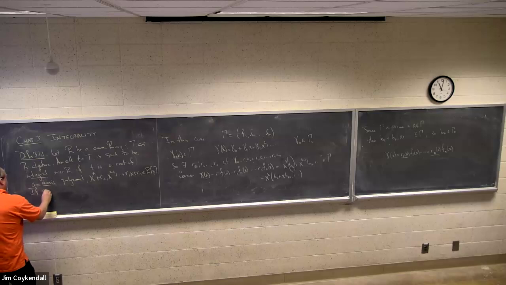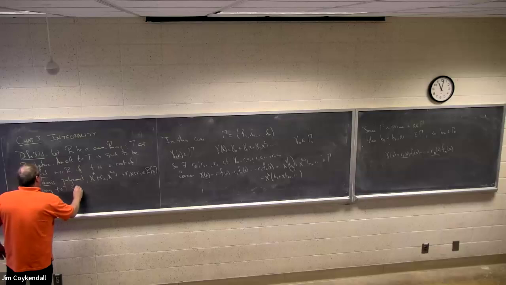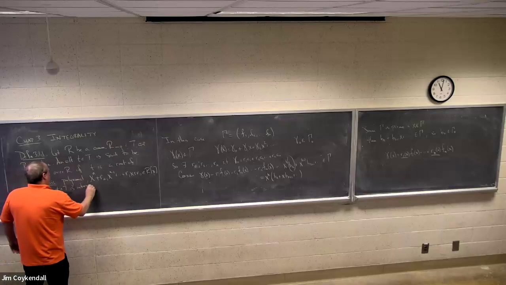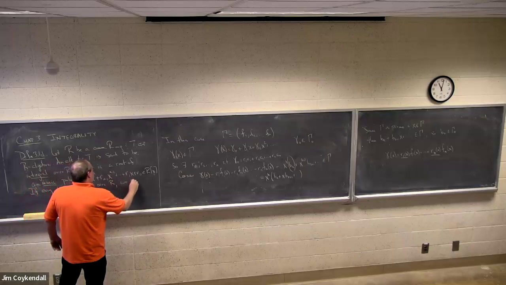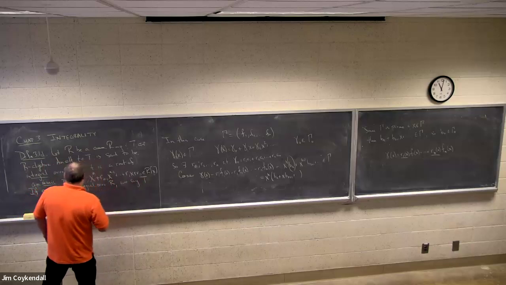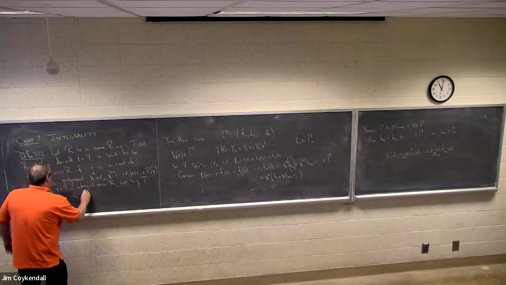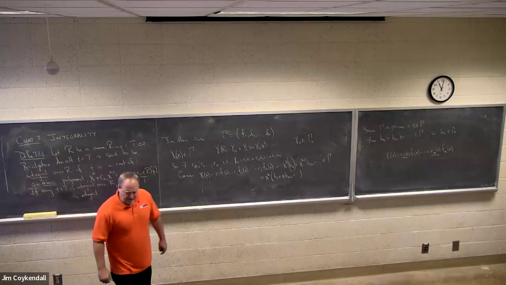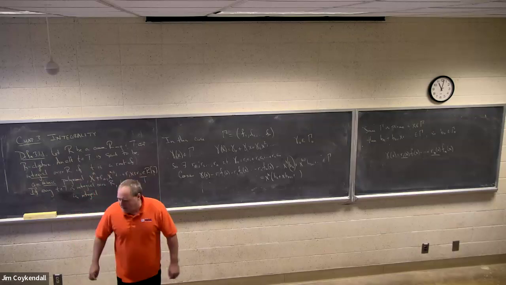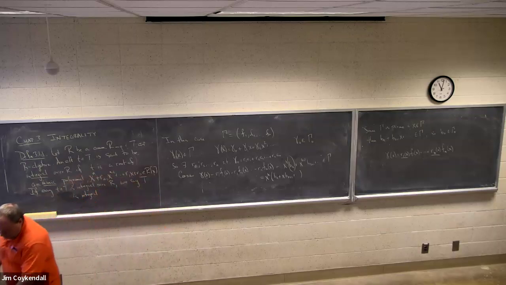If every element t in T is integral over R, we say capital T is integral over R. Or in the case of a ring containing R, we can call it an integral extension. Okay, that's enough for now.